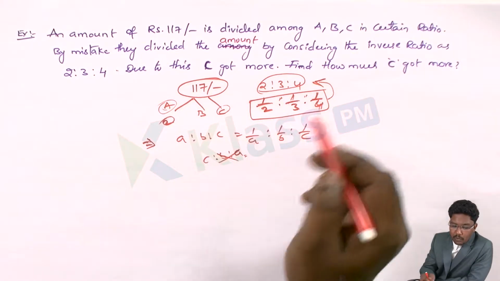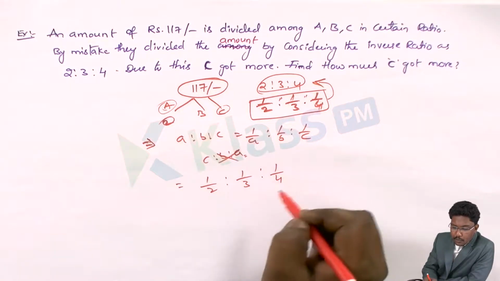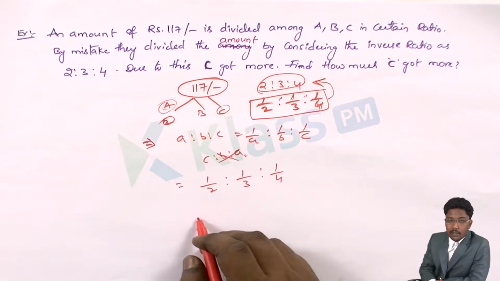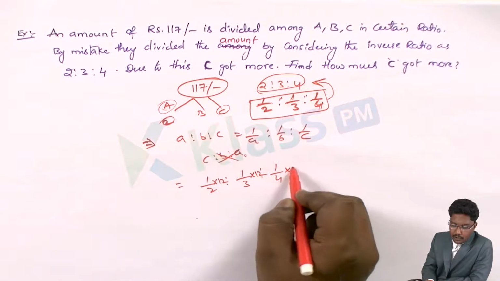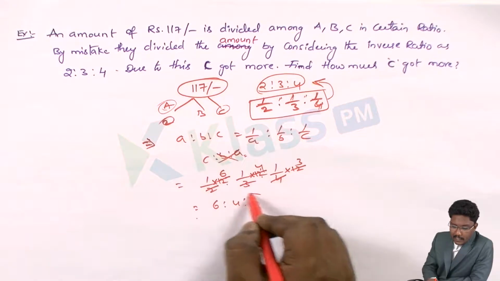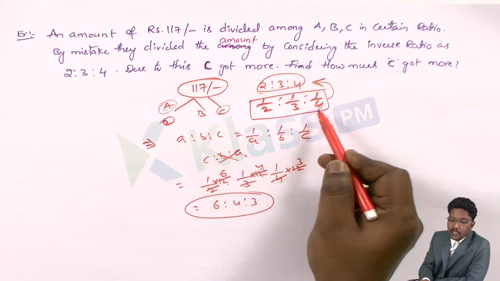1 by 2, 1 by 3, 1 by 4. Then convert this value into ratio. LCM of 2, 3, 4. What is the LCM of 2, 3, 4? 12. Okay. Multiply with that value: 12, 12, 12. Then 6:4:3. It is the actual inverse ratio of 1 by 2, 1 by 3, 1 by 4.